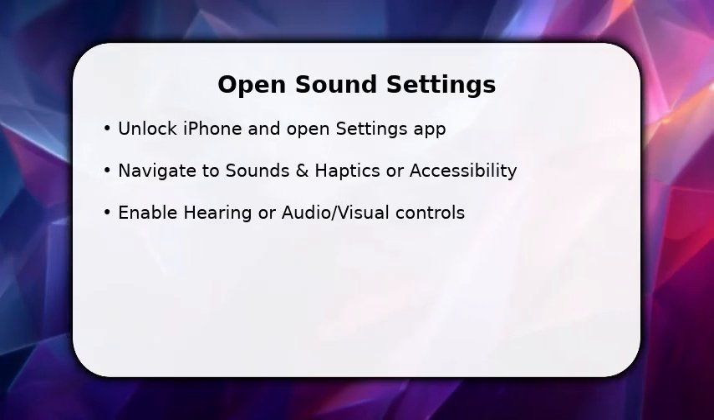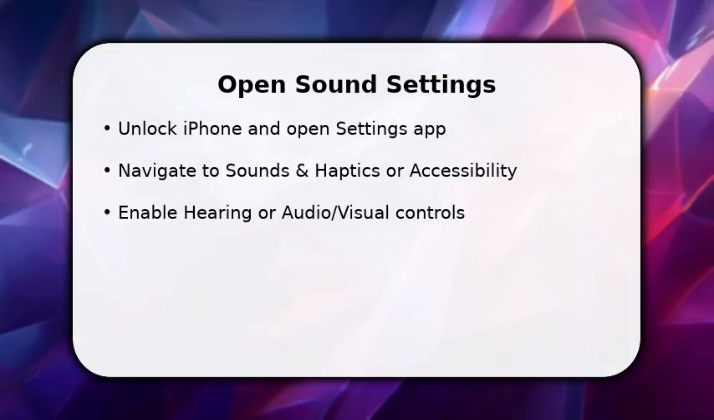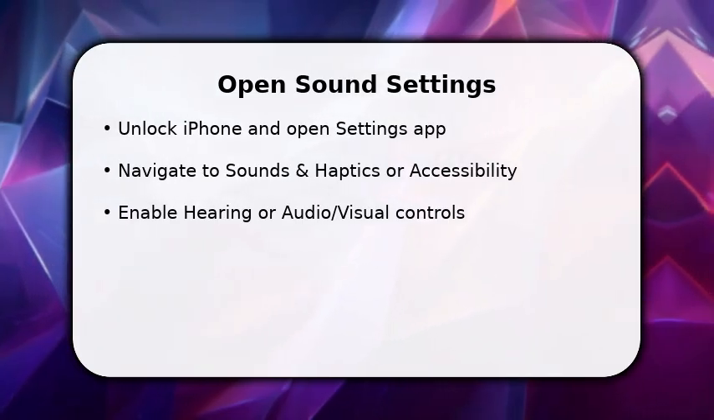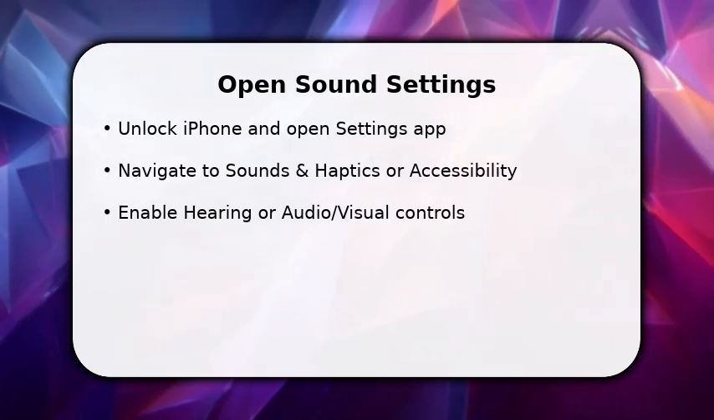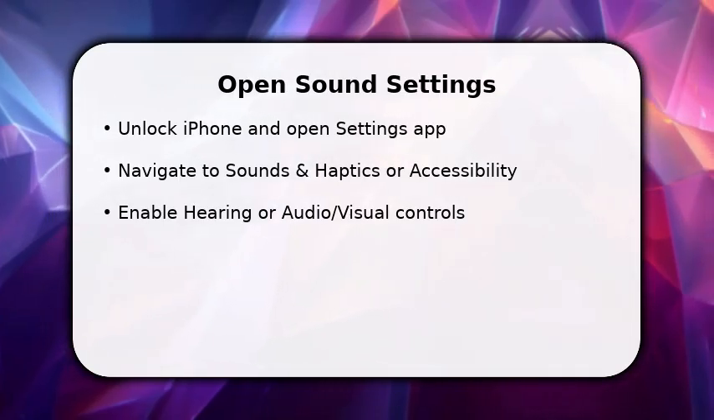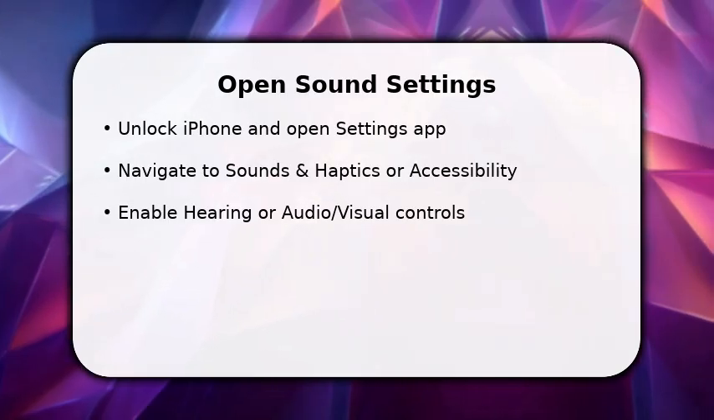You start by opening Settings and going straight to the audio controls. This gives you access to equalization and accessibility sound options. Tap Sounds and Haptics for system tones, then head to Accessibility Audio/Visual to find advanced controls. Once there, enable headphone accommodations if you use headphones, or select EQ under Music for app-based changes.